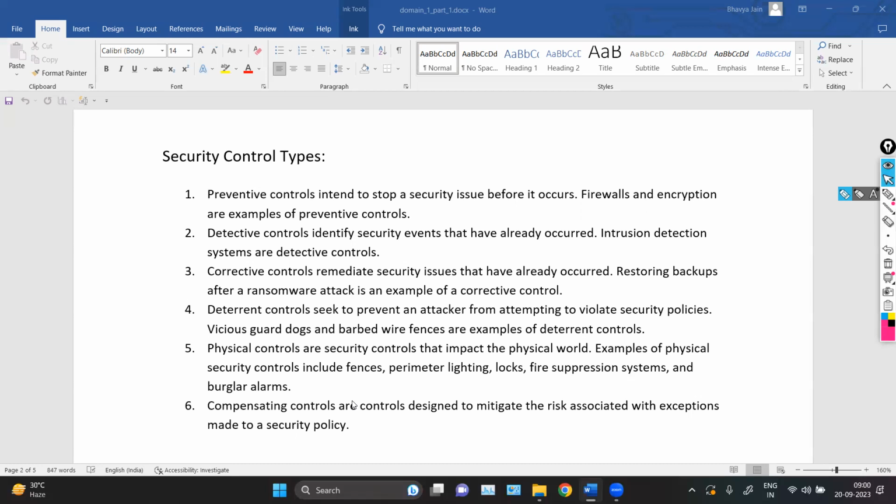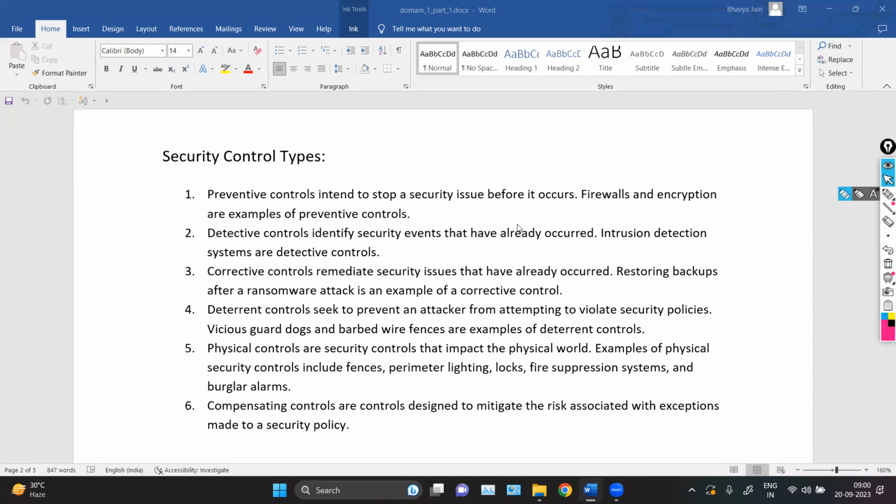So in the corrective controls, if your data is in the control of the attacker and you don't want to pay, and if you have a backup of your data, then you can restore your data without paying the attacker. That is also a corrective control.